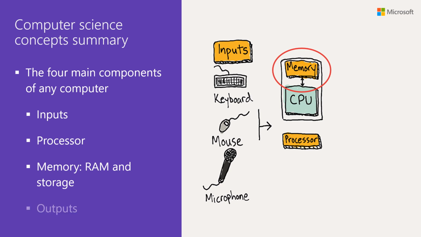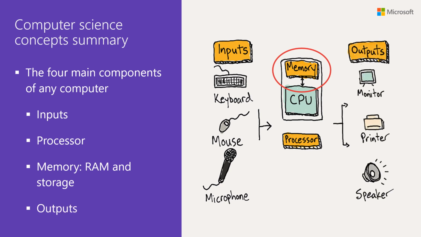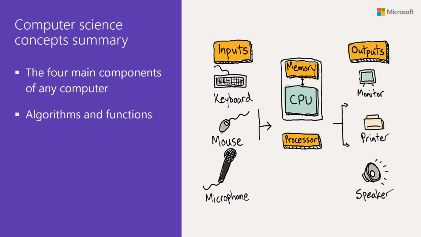Outputs are how a computer displays or communicates information, like through the monitor, the printer, or the speakers. And programs tell computers how to process information through algorithms and functions. An algorithm is a set of specific steps that a program follows to accomplish what's intended, and a function is a self-contained set of instructions to the CPU for performing a specific task within a program.